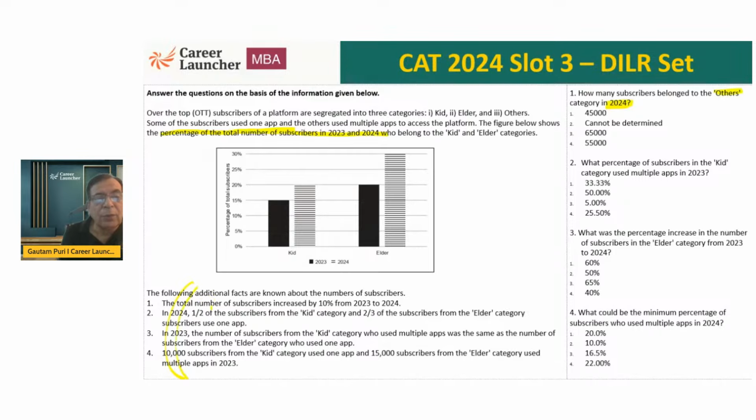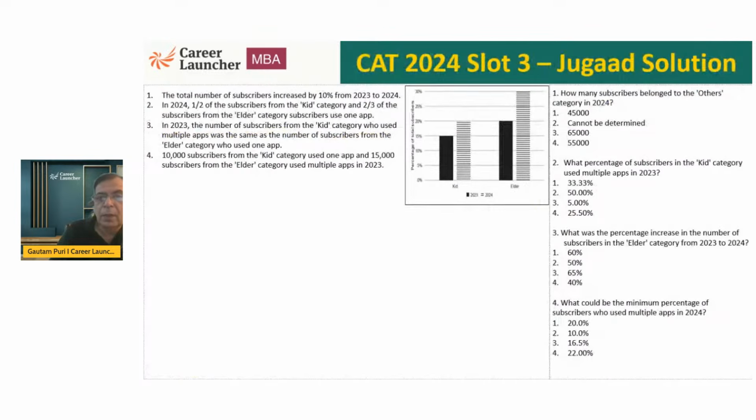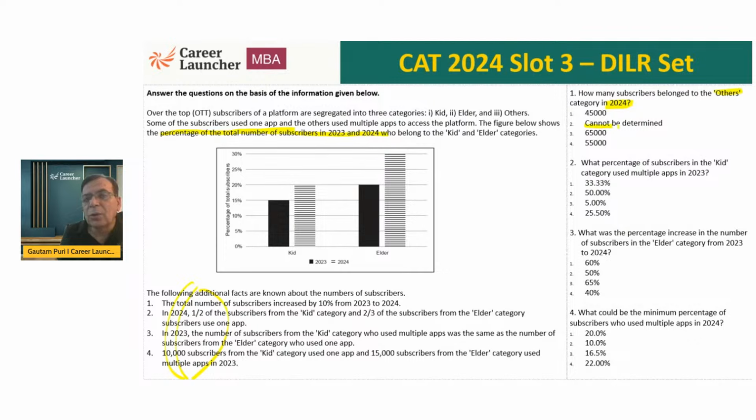But इसके अंदर एक चीज, I don't know if you have noticed or not, but there's something interesting out here. There's a choice called cannot be determined. क्या मतलब हुआ? Cannot be determined का मतलब ये है कि you may not be able to solve it completely. Okay, that's okay. We'll look at it later. Question number 2. What percentage of subscribers in the kids category use multiple apps in 23? Convenient percentages and easy numbers. Approximation is also possible. Question number 3. What was the percentage increase in the number of subscribers in elder category from 23 to 24?